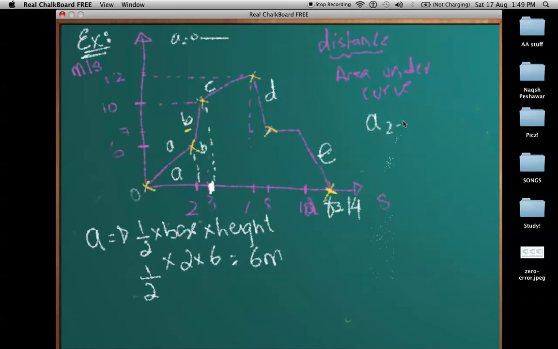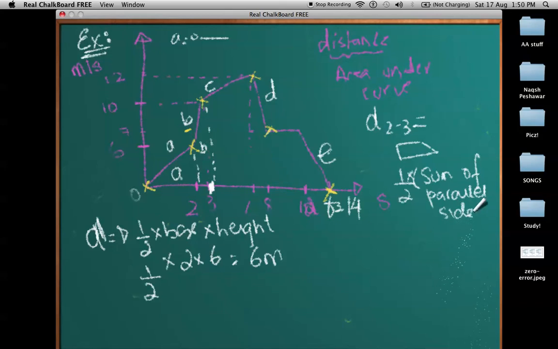So from 2 to 3, let's find out the distance. It's a trapezium, something like this. For a trapezium, the formula is half times the sum of parallel sides times height. Let's see, we have two parallel sides, this one and this one. It doesn't look parallel, but it is parallel. We are assuming it is parallel because of the limited resources.